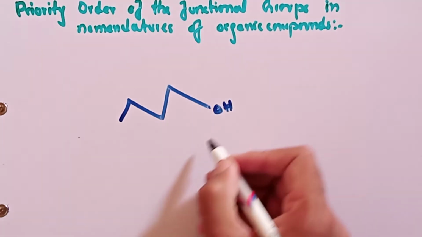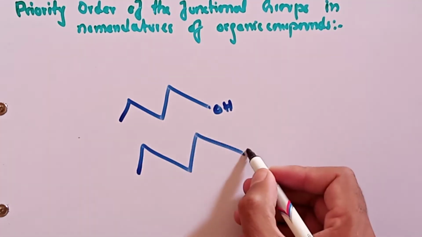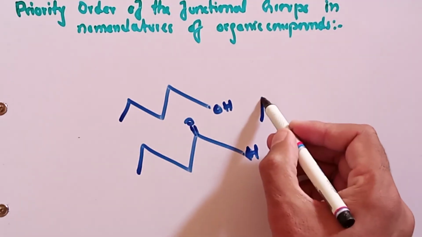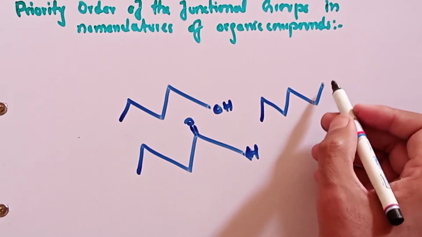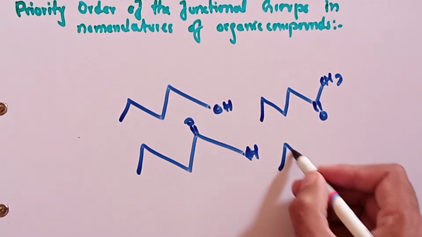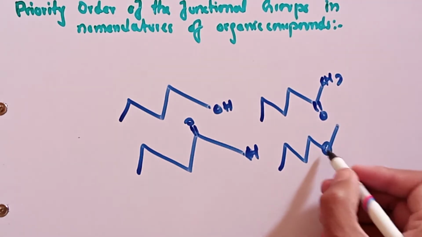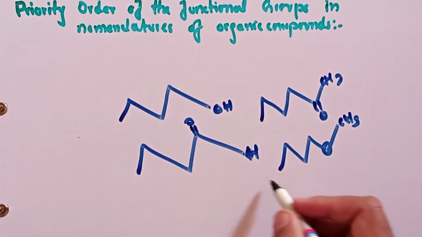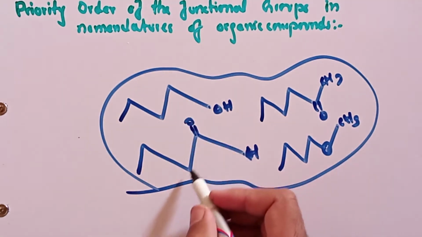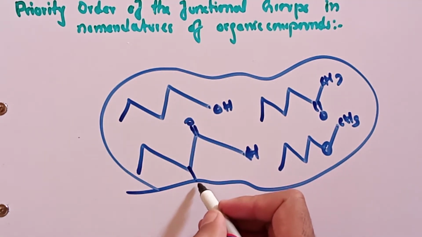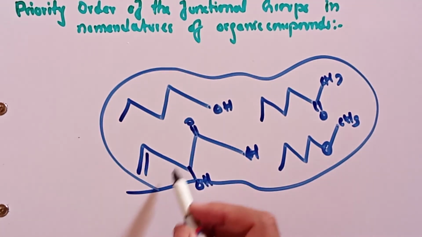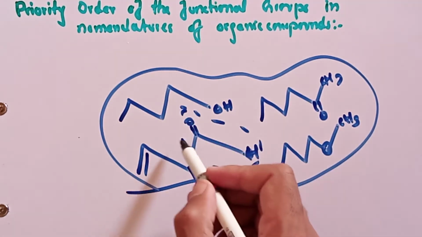If here is an OH group attached, here is an H group attached, and here is an O. When here is a double bond O attached, here is CH3. When here is an O attached, here is CH3. What will be the name of the given compound? If here is an OH group attached, here is also an OH group, and here is also a double bond, then three different functional groups are present.